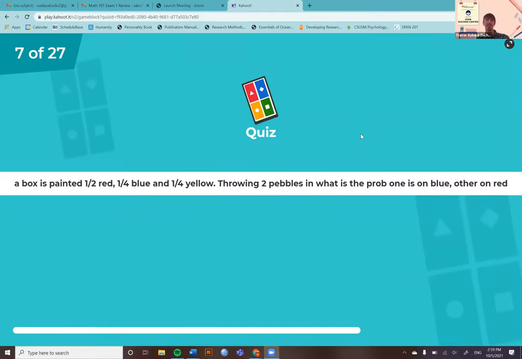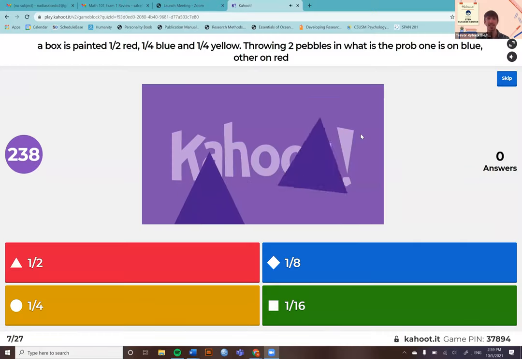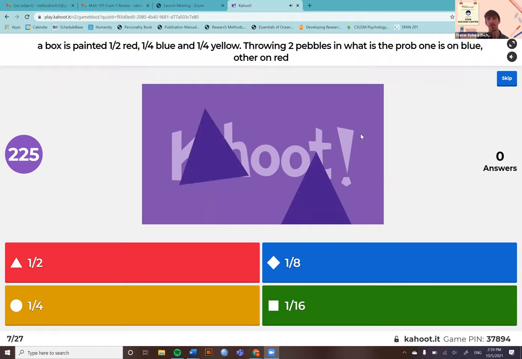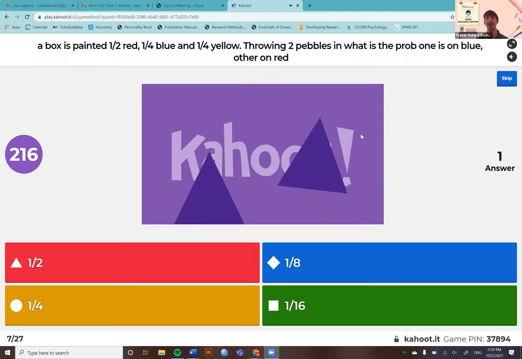So I want to mention this one is a tricky one. The key here is "and" and "or." A box is painted 1/2 red, 1/4 blue, and 1/4 yellow. Throwing two pebbles in, what is the probability that one lands on blue and the other lands on red? So think about the cases that can occur here. It's kind of weird, kind of funky, but yeah.